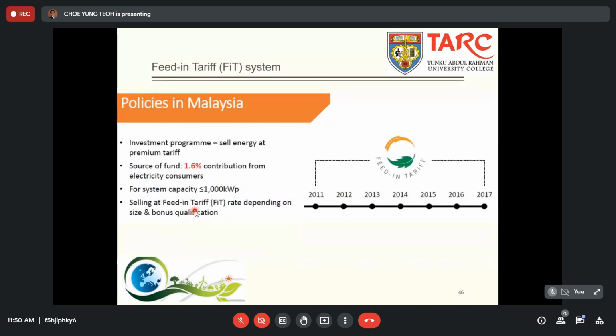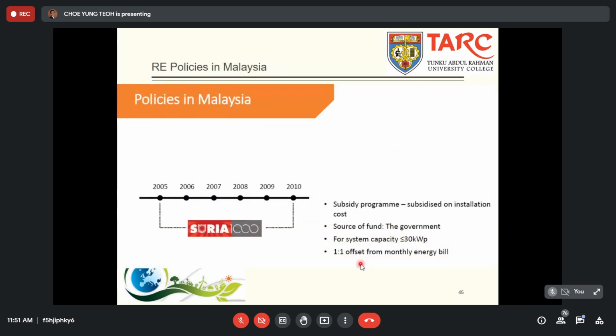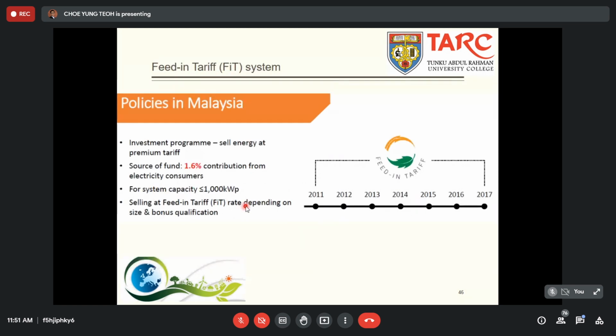And then the second one is the feed-in tariff. This is an investment program to sell energy at a premium tariff, meaning you can sell at a very good price. Suria 1000 is just one-to-one: you buy from TNB at 30 cents, you sell to TNB also at 30 cents. Same price, but the installation cost is too expensive, which is not attractive. But this feed-in tariff is very good. You buy from TNB at 30 to 40 cents, and you can sell back to TNB at more than 1 ringgit, which gives you an extra 60 or 70 cents. Not one-to-one offset, but you sell at the premium tariff.